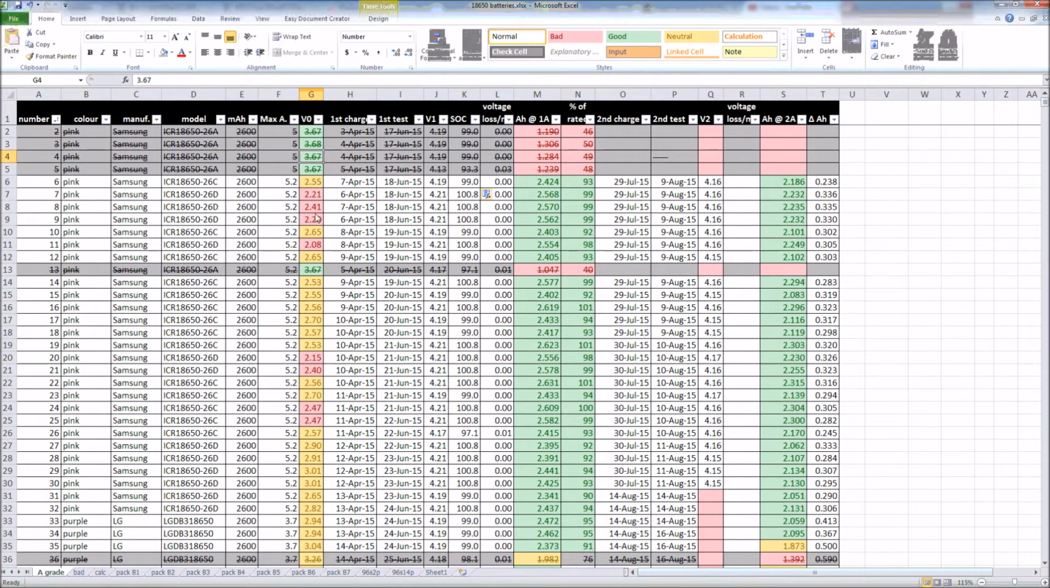You can see some are color-coded, so these are considered low voltage, medium voltage, and good voltage. This is the date that I did the first charge. At first, I was charging using an IMAX B6, and I didn't have a method to discharge it, because I didn't like the way the IMAX was discharging.